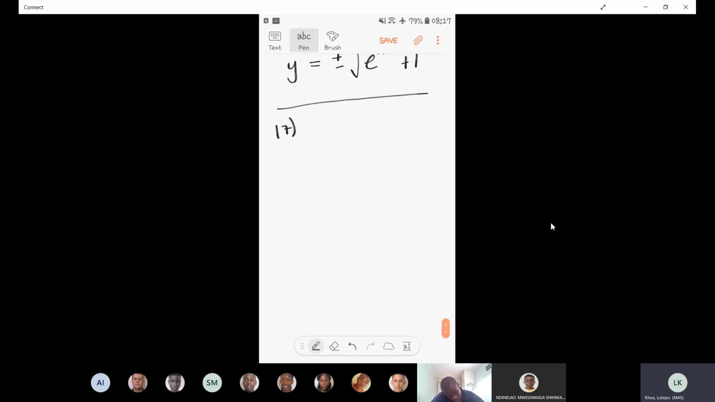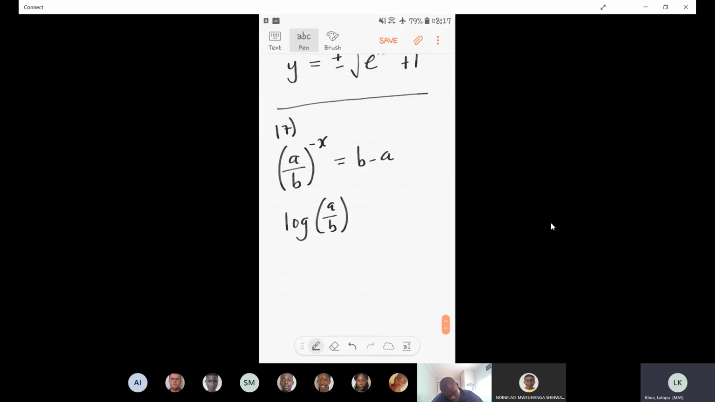We have a over b to the power of minus x. This is equal to b over a. And then we have an exponent that we want to become our subject. So we have to introduce logarithms. So I have log a over b to the power of minus x. This is equal to log b minus a.